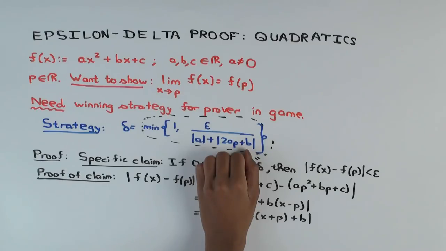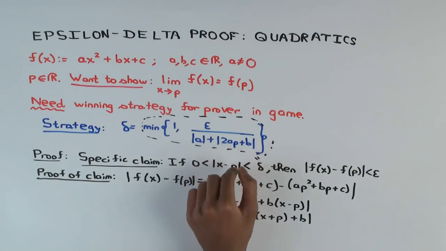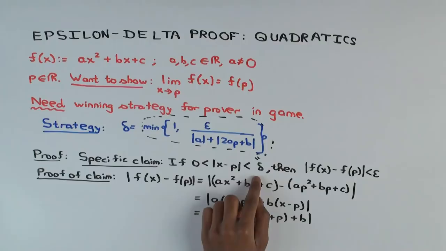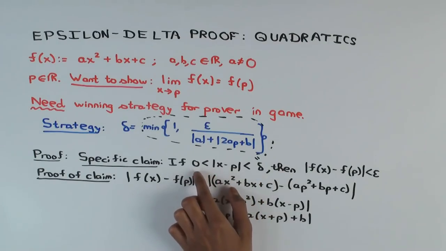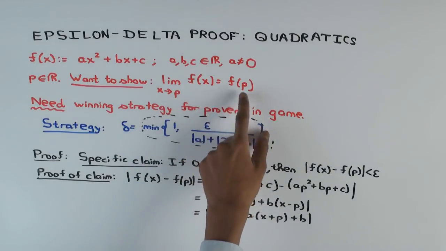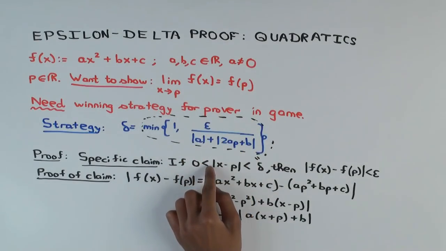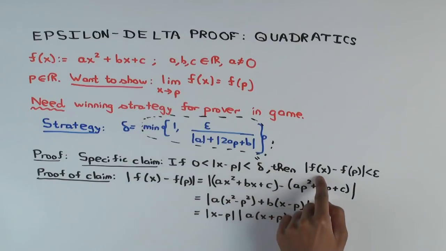Yes, the point is p. So if the absolute value of x minus p is between 0 and delta, right? Actually, we can allow x equal to p. So you don't actually have to put the 0 less than, because we are actually proving that the value also agrees. But if you just had a limit definition, we would have to put that here. So I'm just putting that there for completeness' sake. Then f(x) is within epsilon distance of f(p).